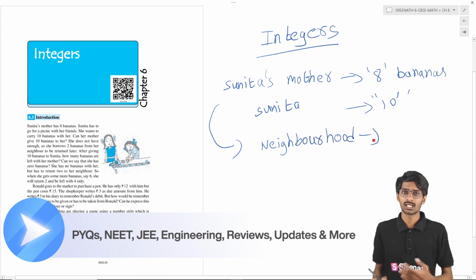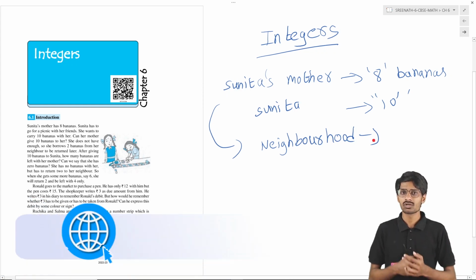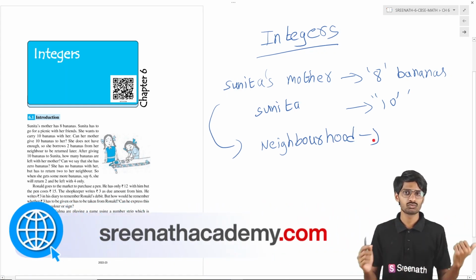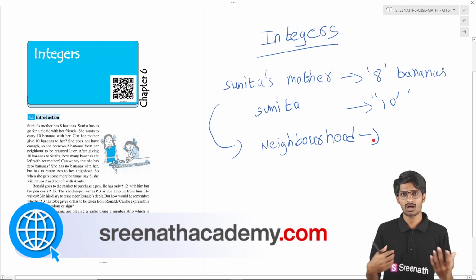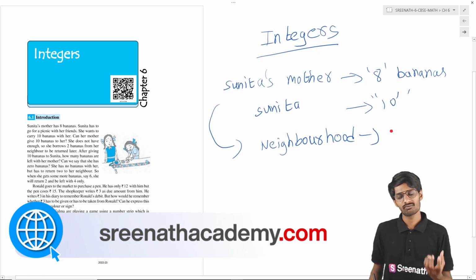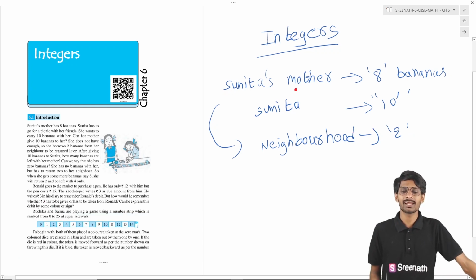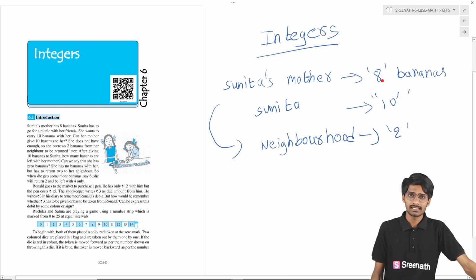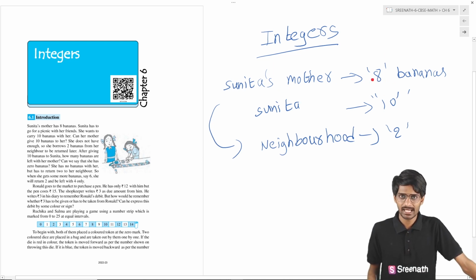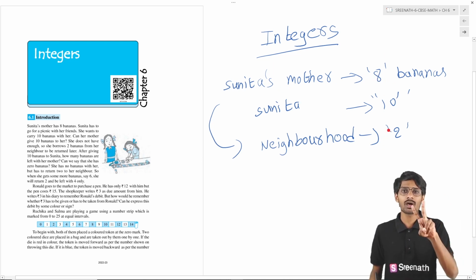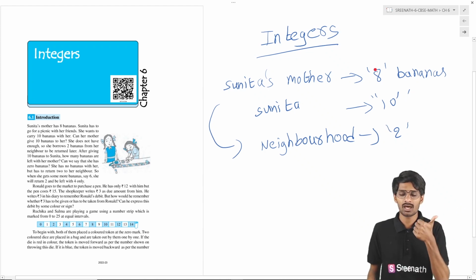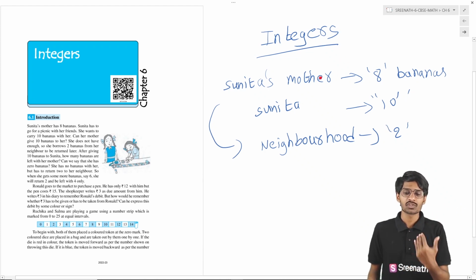Students, there are some relatives for us, and also some neighbors, who are by the side of our home. From their neighborhood, Sunita's mother has taken 2 bananas. So finally, how many bananas does she have? Basically, she has 8 bananas and she has borrowed 2 bananas from neighbors. So finally, she has 10 bananas, and the 10 bananas Sunita's mother gave to Sunita.